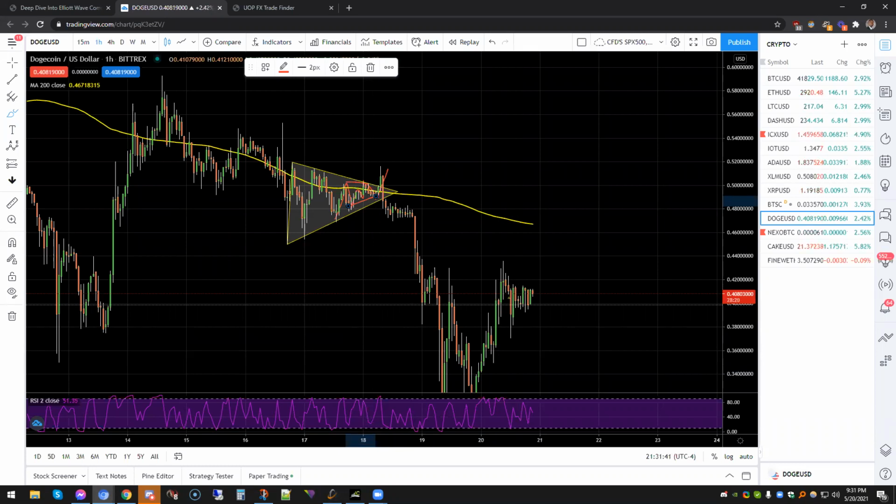Let me see here. I see Bella says, can you use both? What do you mean, can you use both, Bella? Both of what? Both Elliott and triangle? Oh, you want to use both the Elliott and the triangle tools? This one?